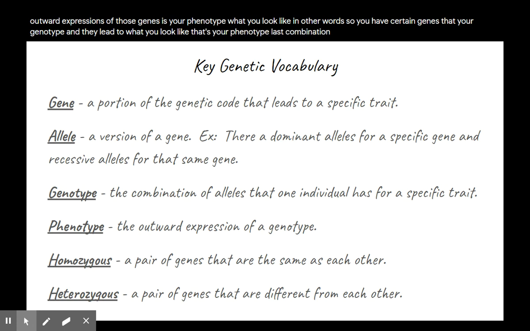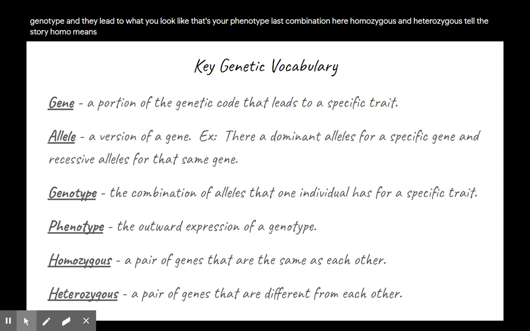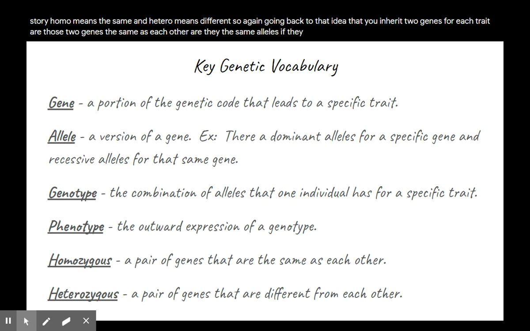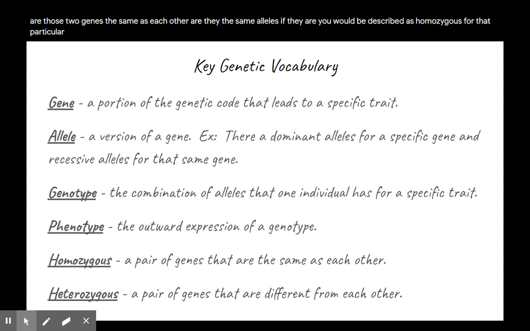Last combination here, homozygous and heterozygous. The prefixes there tell the story. Homo means the same and hetero means different. So again, going back to that idea that you inherit 2 genes for each trait, are those 2 genes the same as each other? Are they the same alleles? If they are, you would be described as homozygous for that particular trait. If they're different, then you're heterozygous. That should all make sense here in a minute.